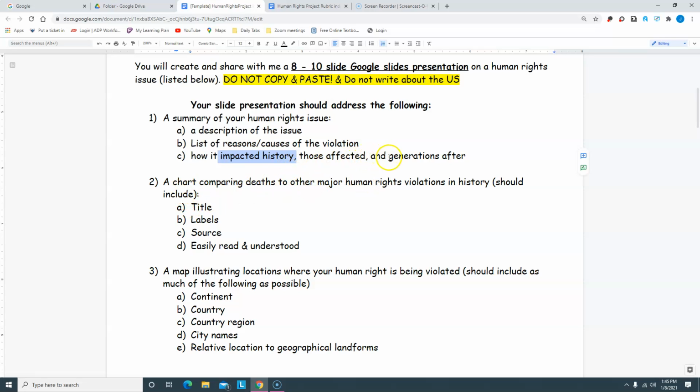How is it still here, generations after? How is the Holocaust still affecting generations today?